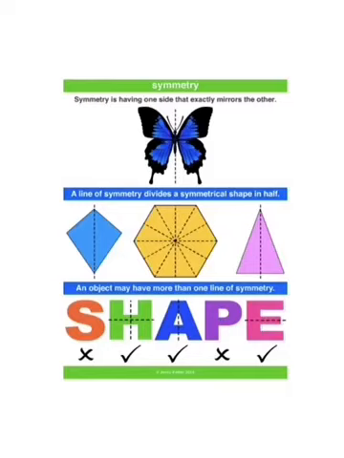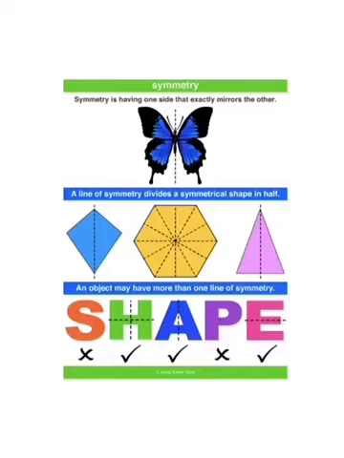And moving on, a line of symmetry divides a symmetrical shape in half. You can notice the kite example, the blue shape has exactly one line of symmetry. Our hexagon has several lines of symmetry. And then our triangle here has just one line of symmetry because it is not an equilateral triangle. It is an isosceles triangle.